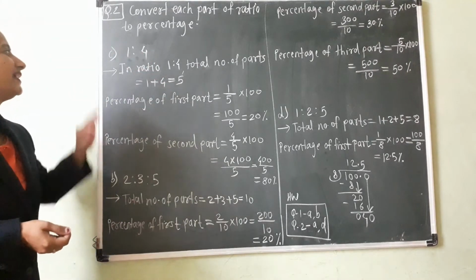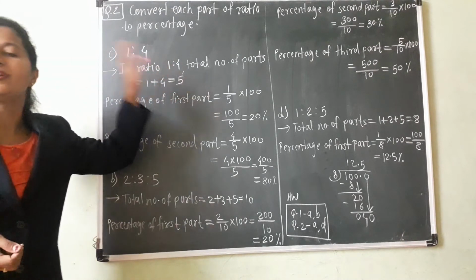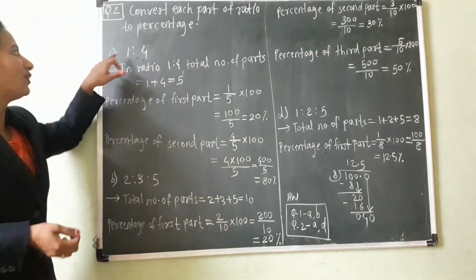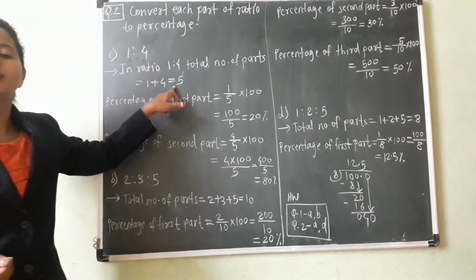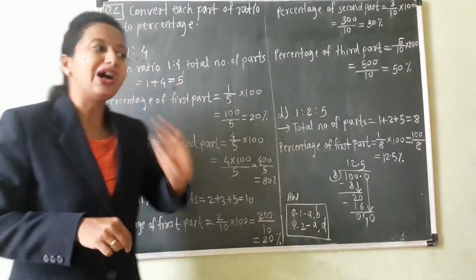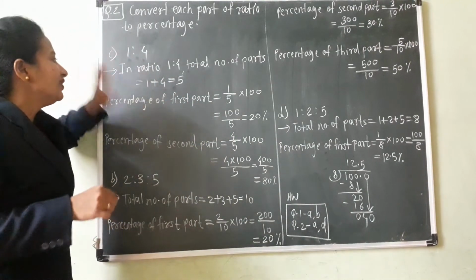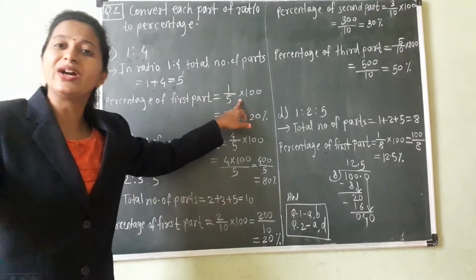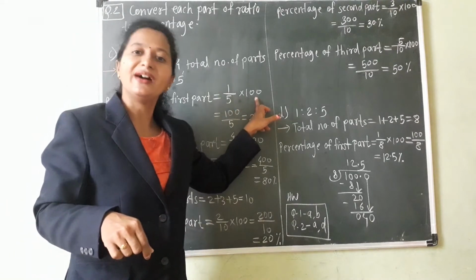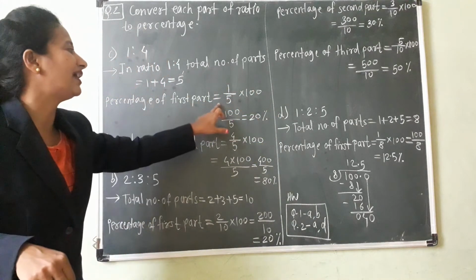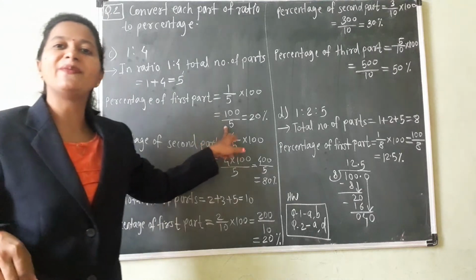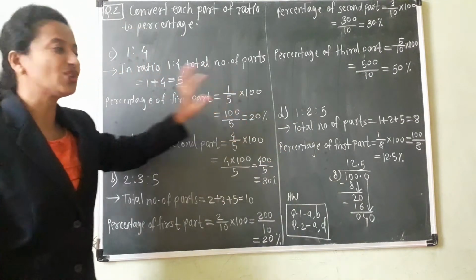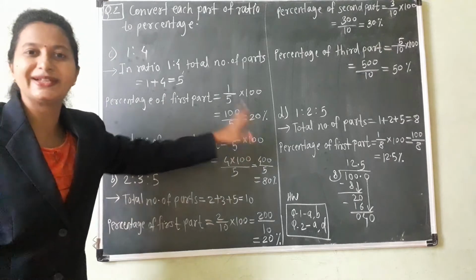So in the ratio 1:4, the first step is to find the total parts. The total number of parts is 1 plus 4, which is 5. Out of 5, the first part is 1. So first we find the percentage of the first part, that is 1 upon 5. We have to find the percentage, so multiply by 100. So 100 multiplied by 1 is 100 upon 5. When you divide 100 by 5, you get 20, and put the percentage sign. That means the percentage of the first part is 20% of the given ratio.